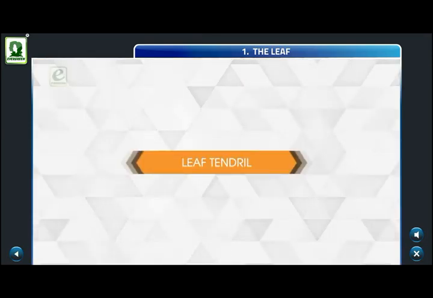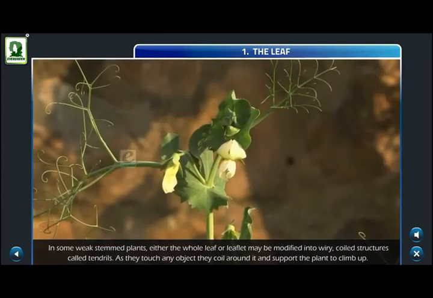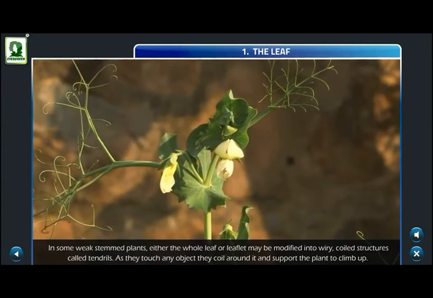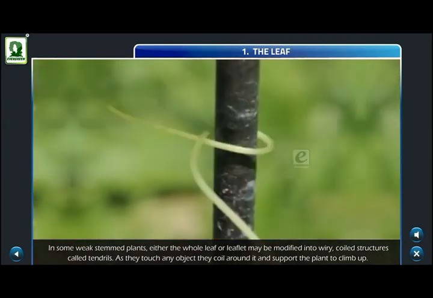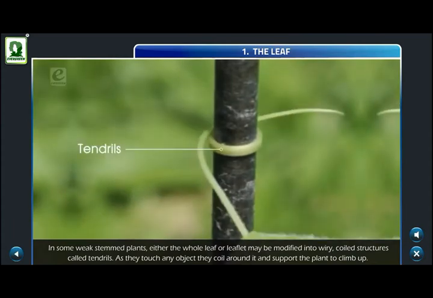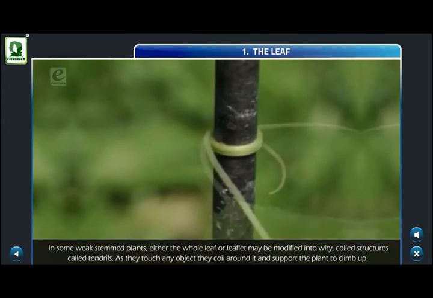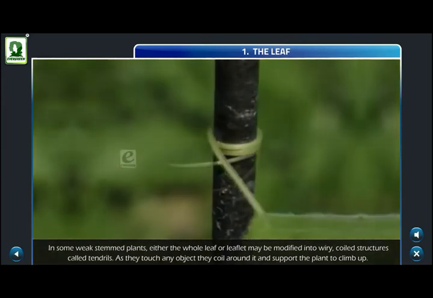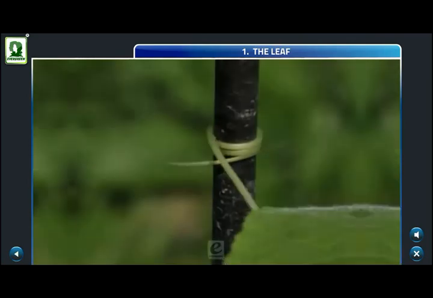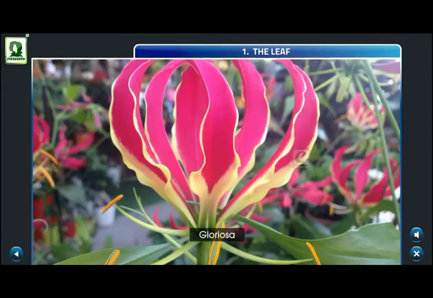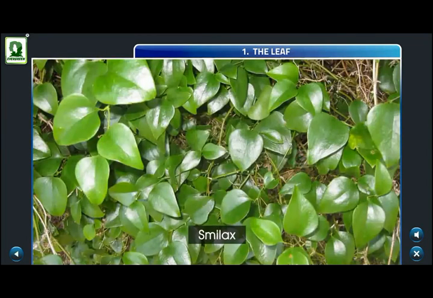Leaf tendril. In some weak-stemmed plants, either the whole leaf or leaflet may be modified into wiry coiled structures called tendrils. As they touch any object, they coil around it and support the plant to climb up. For example, sweet pea, gloriosa, smilax.